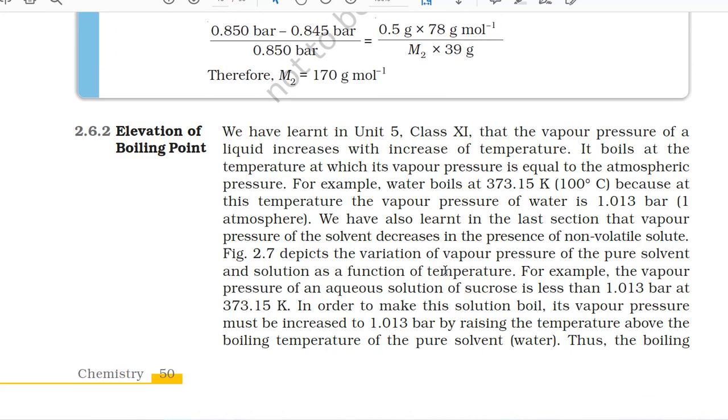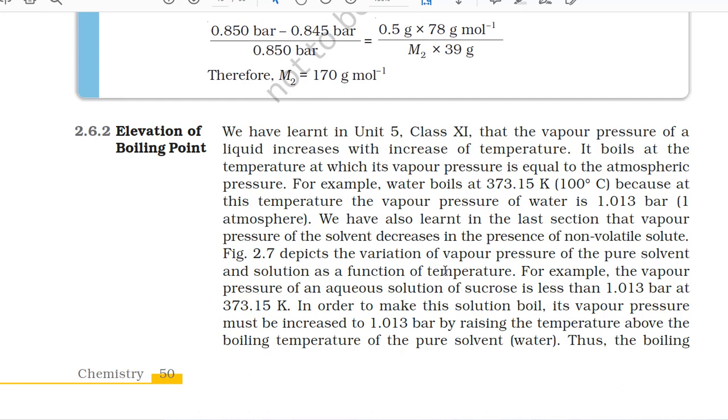2.6.2 Elevation of boiling point. We have learnt in Unit 5, Class 11 that the vapor pressure of a liquid increases with increase of temperature. It boils at the temperature at which its vapor pressure is equal to the atmospheric pressure. For example, water boils at 373.15 Kelvin (100 degrees Celsius) because at this temperature the vapor pressure of water is 1.013 bar (1 atmosphere).